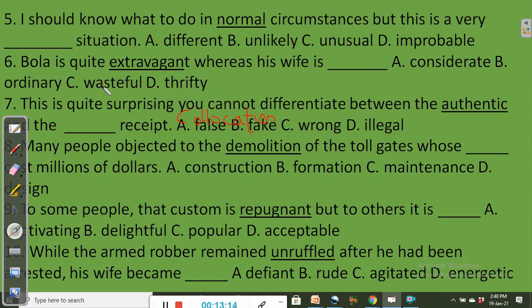D, thrifty. See, wasteful would have been the answer if we were looking for synonyms or words nearest in meaning. But we are looking for words opposite in meaning. So we are looking for the opposite of wasteful, which is thrifty. When you are thrifty, you want to save more than you spend, and that is thrifty. Now, let's move on.